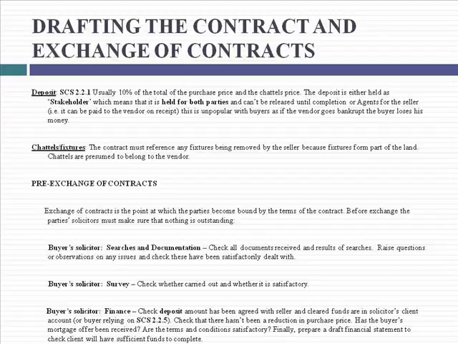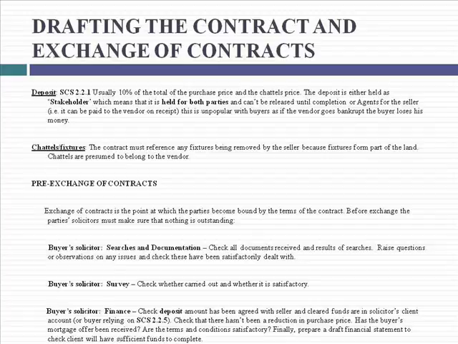Chattels and fixtures. The contract must reference any fixtures being removed by the seller, because fixtures form part of the land. Chattels are presumed to belong to the vendor. Pre-exchange of contracts. Exchange of contracts is the point at which the parties become bound by the terms of the contract. Before exchange, the parties' solicitors must make sure that nothing is outstanding.